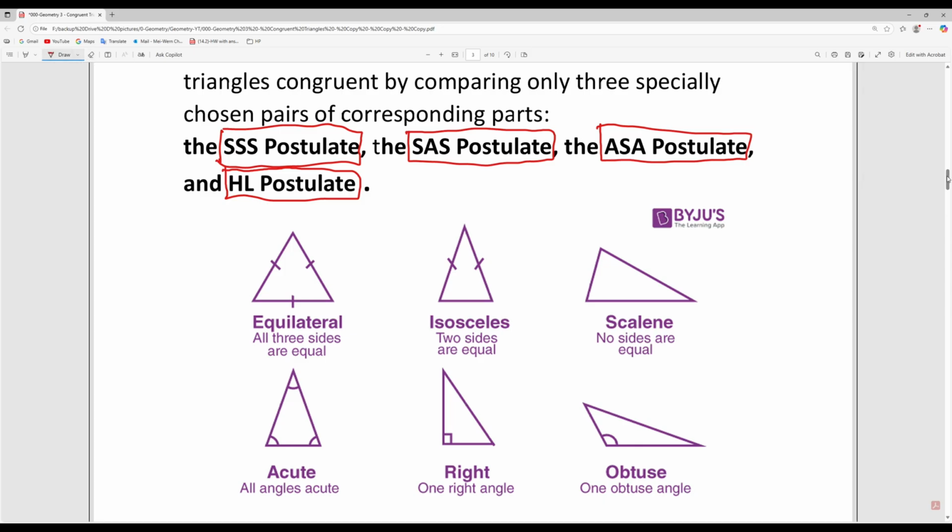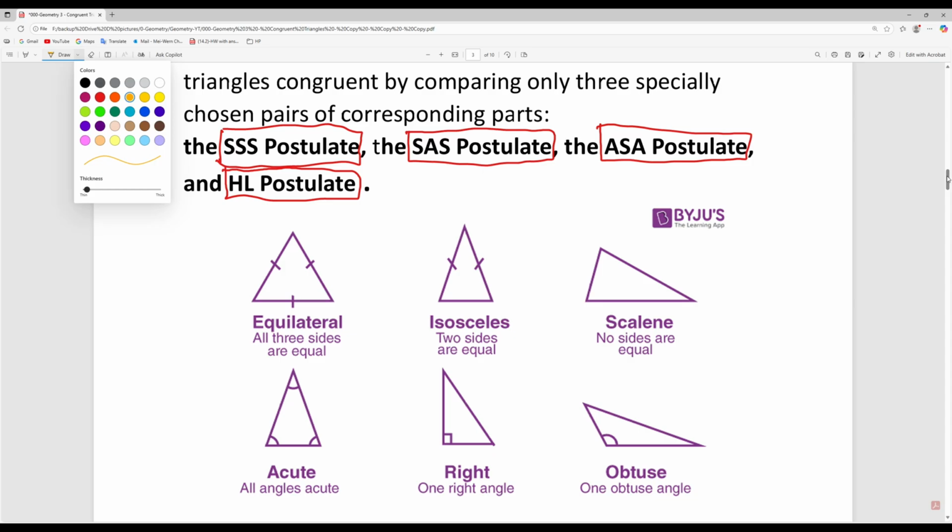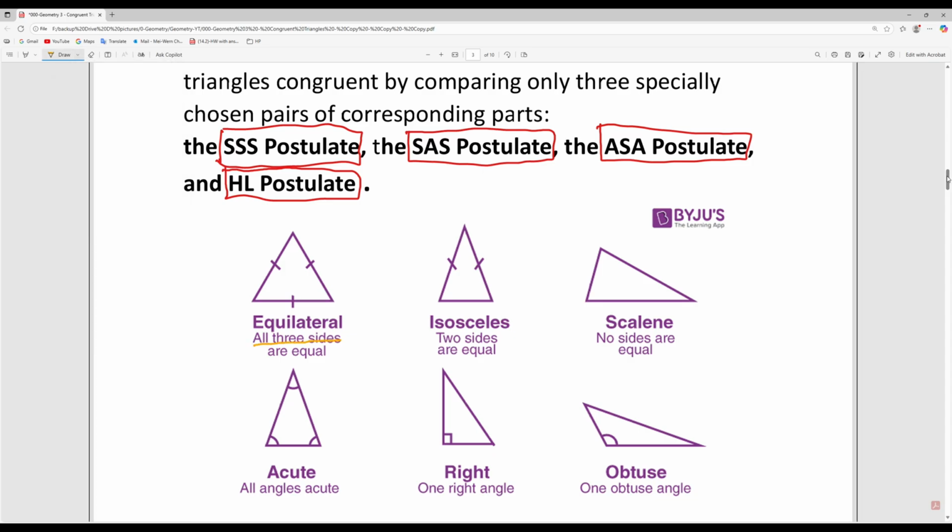Let me change the color. All 3 sides are equal, so we call it an equilateral triangle. If only 2 sides are equal, and the other side is not equal, then we call this an isosceles triangle. And how about if all three sides are different? Then we call this scalene. No sides are equal.